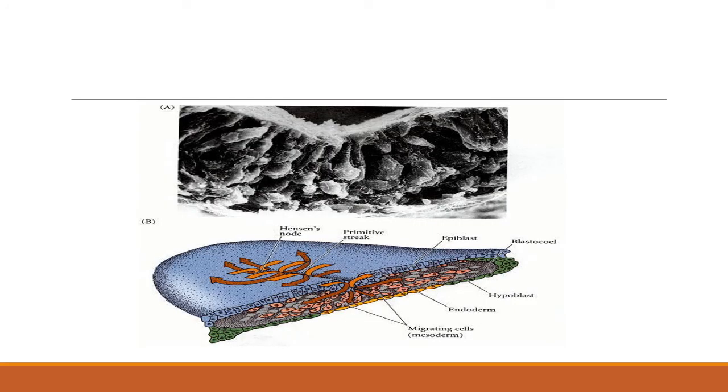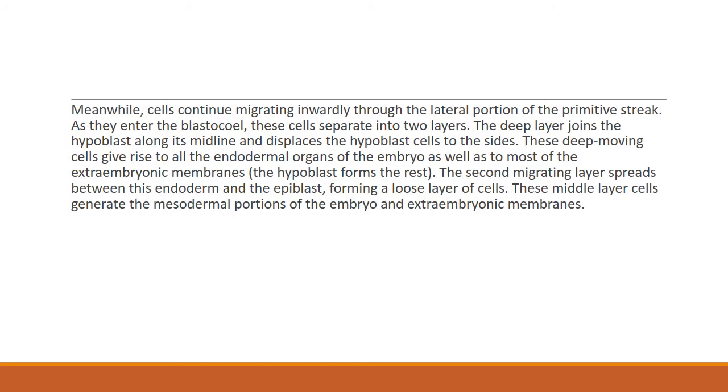Now, this is the diagram of the movement of the cells. You can look at Hensen's node and the primitive streak. The upper layer is the epiblast, while you can also observe the blastocoel, the hypoblast, and even the movement of the migrating cells.